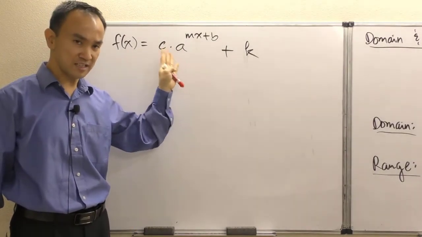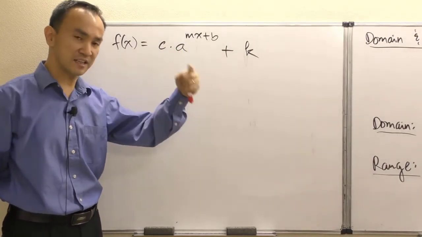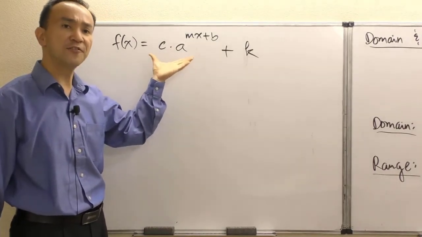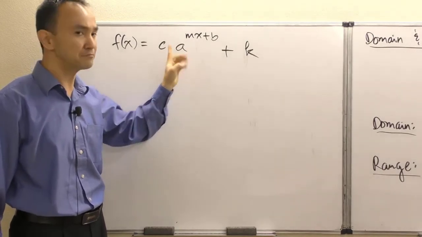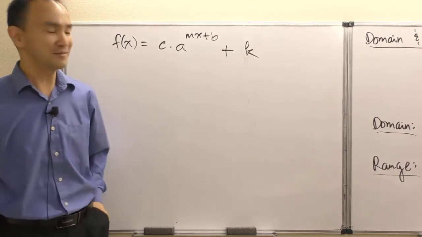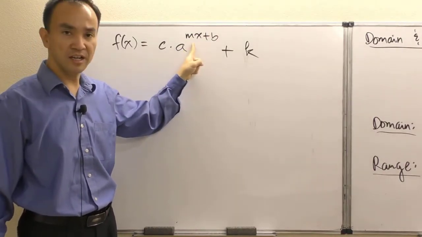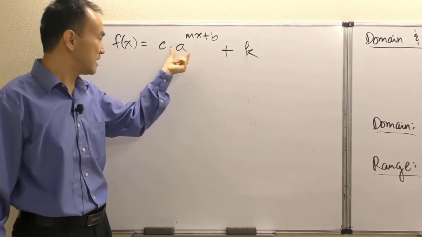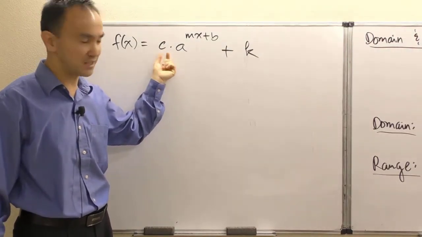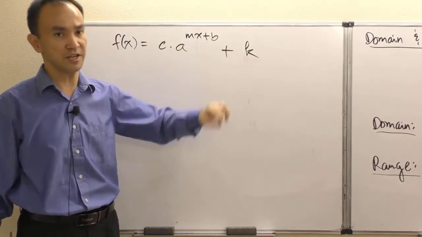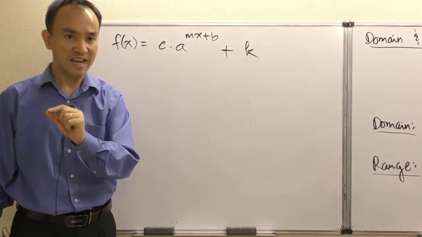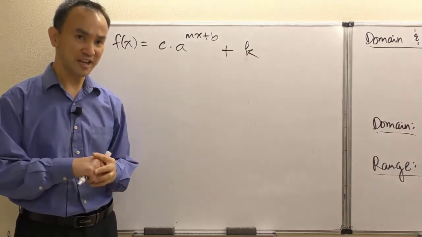At some point near the later part of our lesson on exponential functions, I made the statement that any function in this form, a base a, positive and other than 1, raised to a linear expression, the mx plus b, multiplied by a constant coefficient c, positive or negative, plus a constant k, which could be positive, negative, or 0, is generally an exponential function.